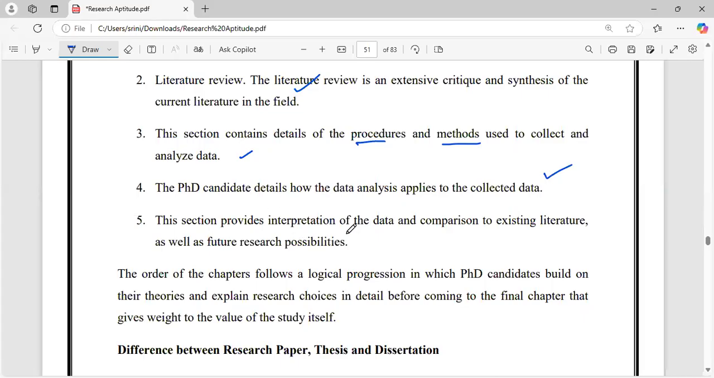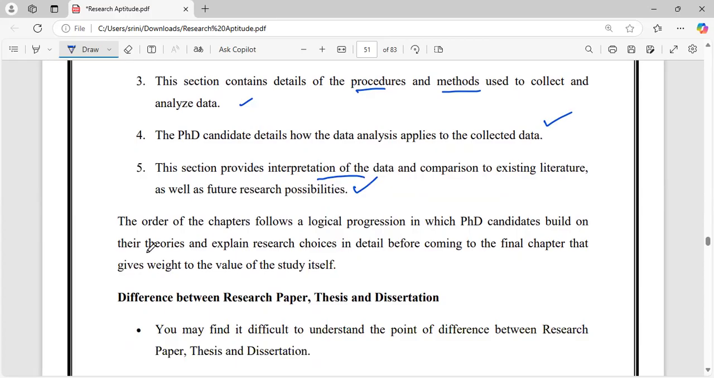The section provides interpretation of data and comparison to existing literature as well as future research possibilities. The order of the chapters follows a logical progression in which PhD candidates build on their theories and explain research choices in detail before coming to the final chapter that gives weight to the value of the study itself.